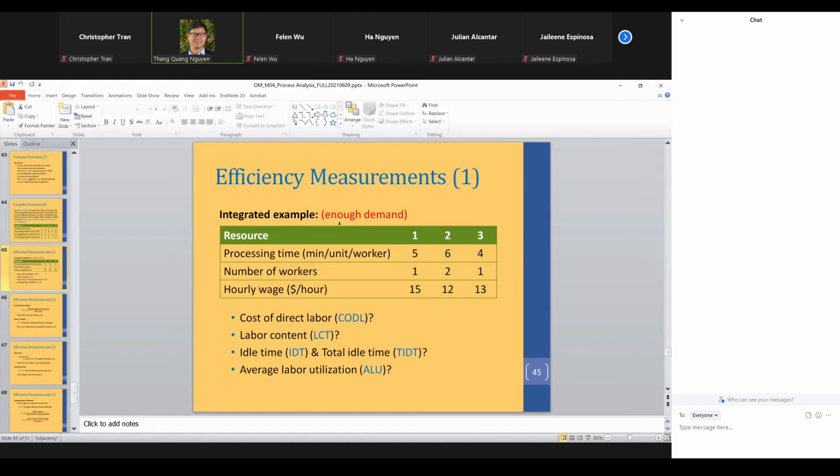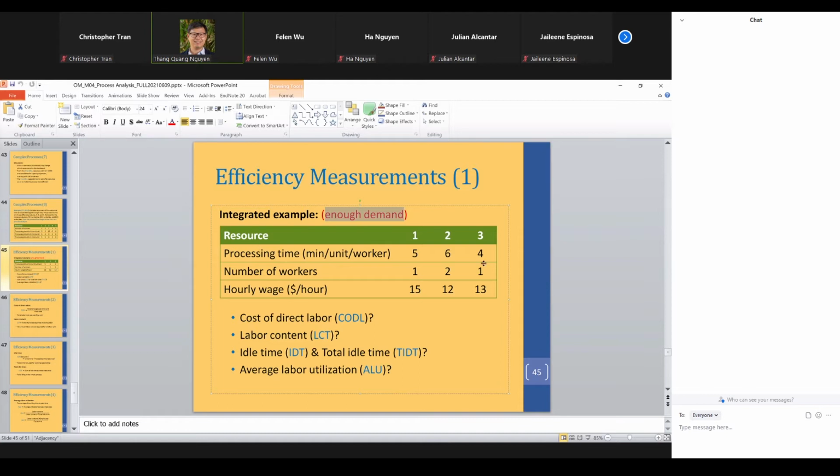We have, one more time, the hand car wash process. In this case, I just say here enough demand, meaning that we have plenty of demand. We don't have to worry about it. What constrains our business here is our capacity, right? So we have a hand car wash process.